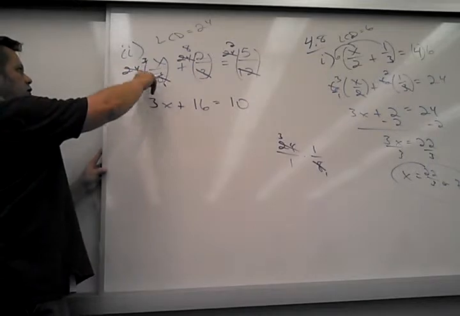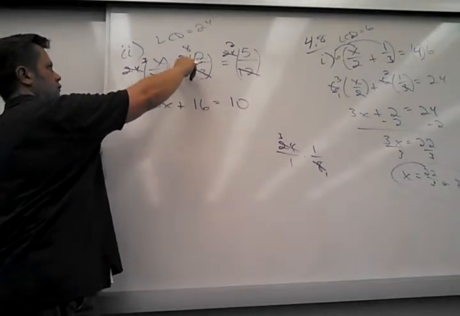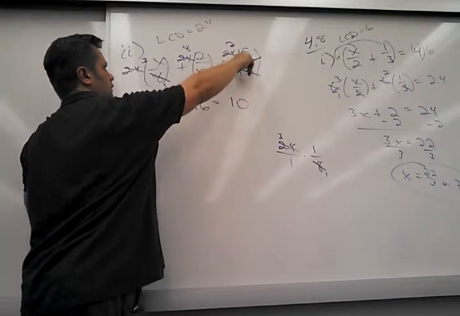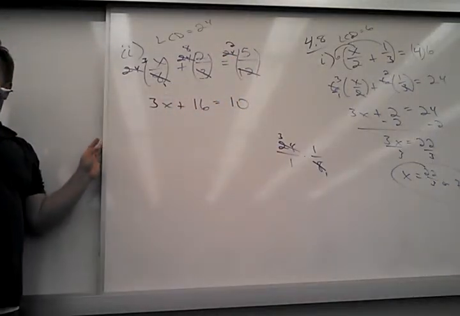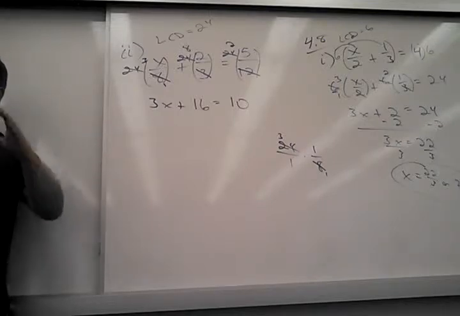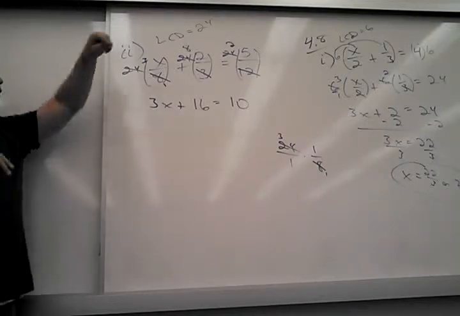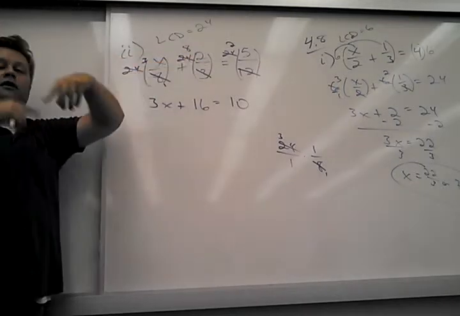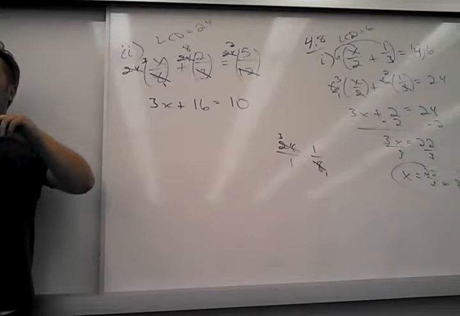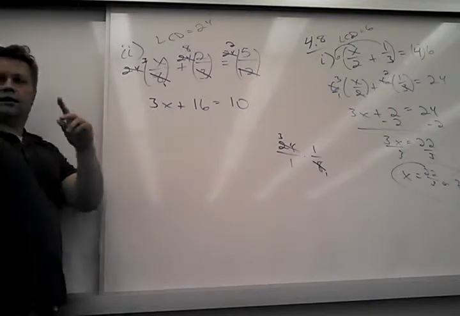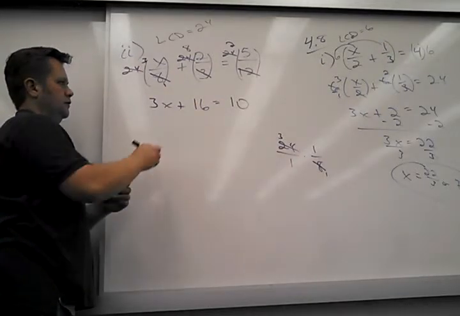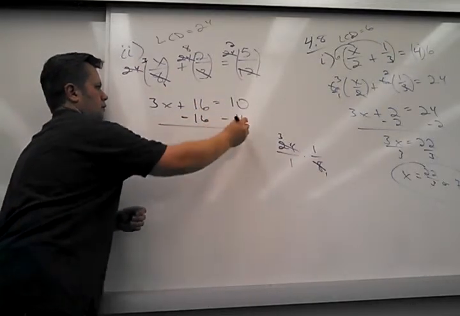Every time the bottom cancels with 24 it leaves you 3. The bottom cancels with 24 to leave you 8. 8 times 2 is 16. The bottom cancels with 24 to leave you 2 times 5 is 10. And you're guaranteed that's going to happen as long as you use the LCD, because the LCD will exactly cancel every one of those, because every one of those is in it. Okay, maybe you might like the other method better. And then how do you finish this out? Minus 16. Minus 6.